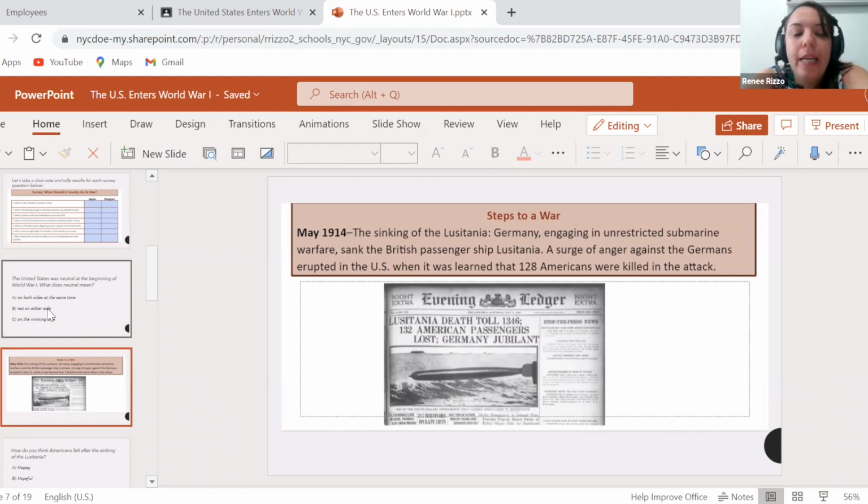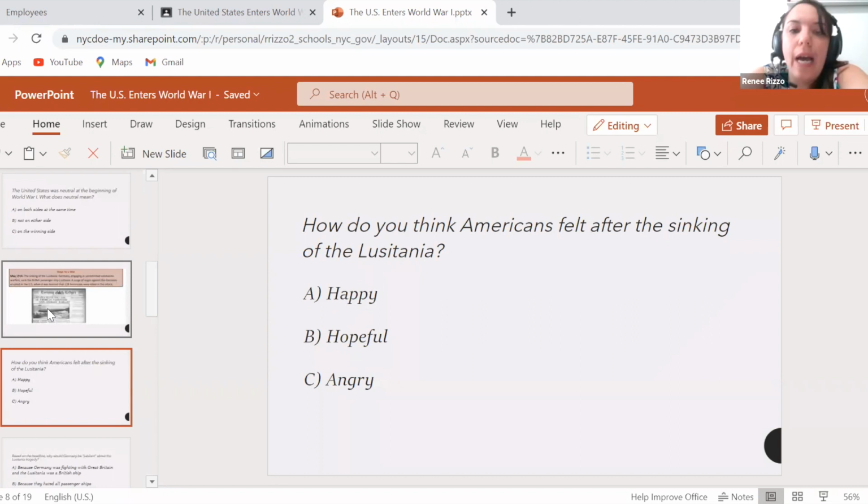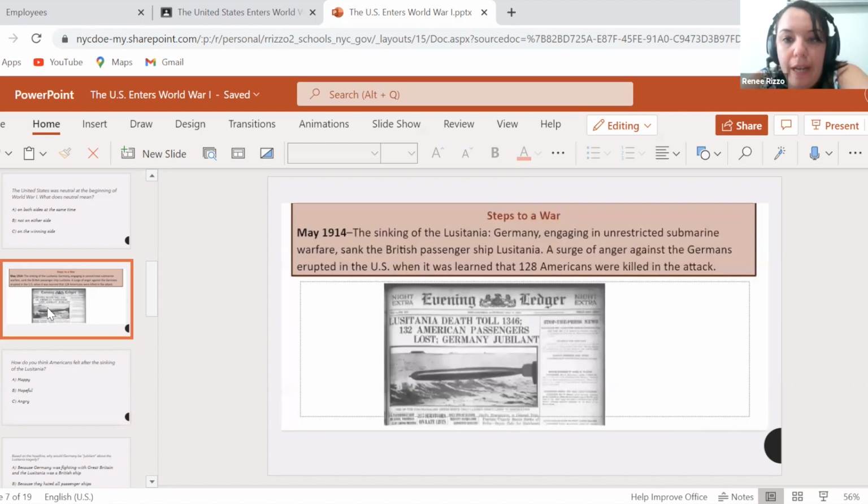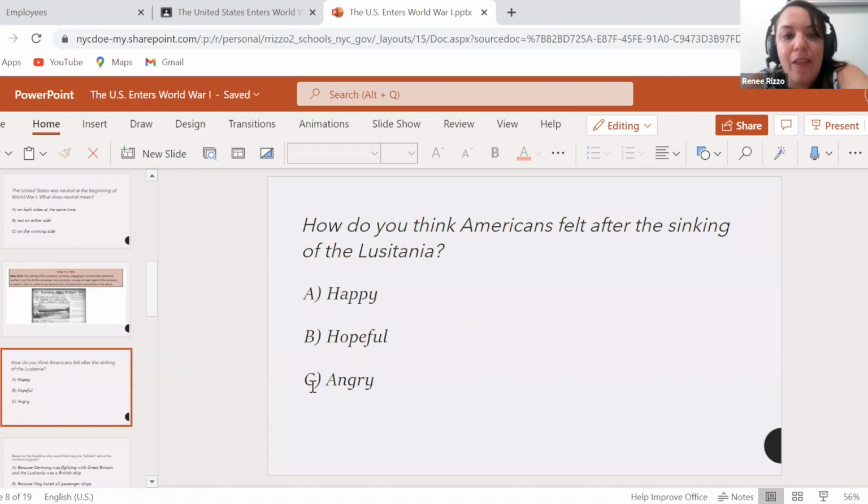Steps to a war. In May 1914, the sinking of the Lusitania. Germany, engaging in unrestricted submarine warfare, sank the British passenger ship Lusitania. A surge of anger against the Germans erupted in the US when it was learned that 128 Americans were killed in the attack. So, how do you think Americans felt after the sinking of the Lusitania? A, happy, B, hopeful, or C, angry? If you refer back to the headline, it says a surge of anger against the Germans erupted in the US. So that means that C, they were angry.